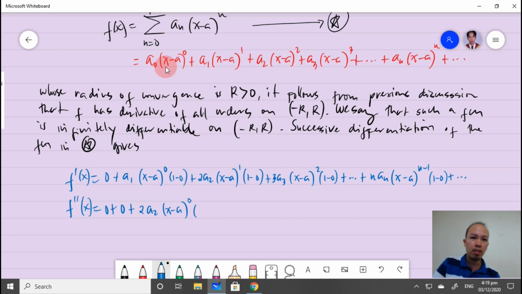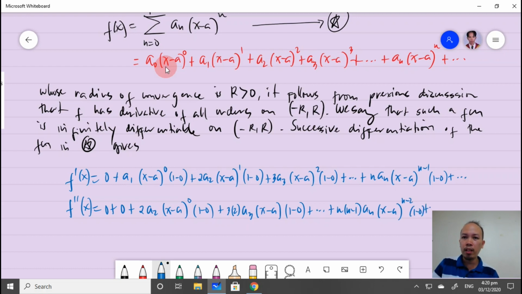The derivative of this one is 1 minus 0, which is 1. Okay, this will become 3 times 2 times a sub 3 times (x minus a) to the power of 1. The derivative of x minus a is 1 minus 0 plus dot dot dot. The derivative of the n-th term is n times (n minus 1) times a sub n times (x minus a) to the power of n minus 2. This is 1 minus 0 plus dot dot dot.